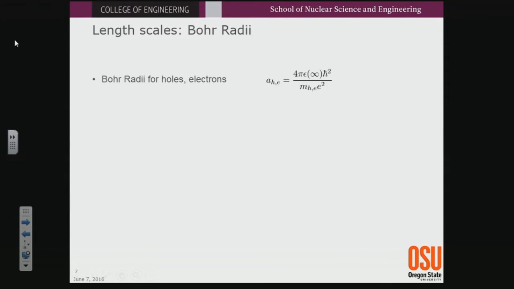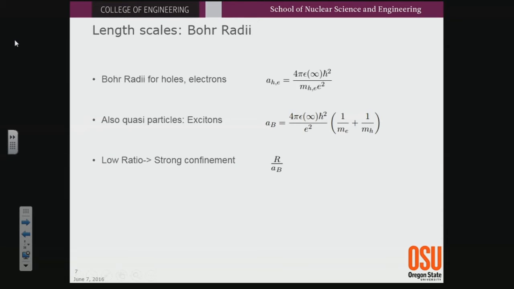So Bohr radii, we could have them for holes, we could have them for electrons. The effective mass changes. You could also have them for excitons. For those who don't know, an exciton is a quasi-particle. It's not a real thing. It's actually an electron-hole pair. We can talk about this as if it's its own particle in itself.